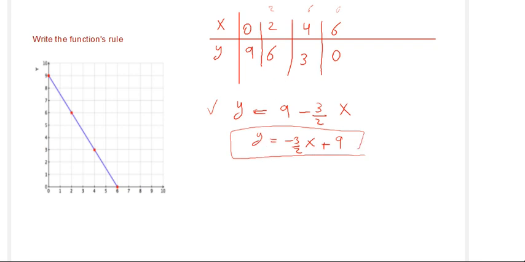Let's check for all the points. When x is 0, then y is 9, it's okay. When x is 2, then minus 3 plus 9, y is 6, okay. When x is 4, then minus 3 over 2 multiplied with 4, it's minus 6 plus 9, it gives us 3, yes. And the last one is minus 3 over 2 multiplied with 6, it gives us minus 9 plus 9 equals 0. Then this is the formula of the line here.